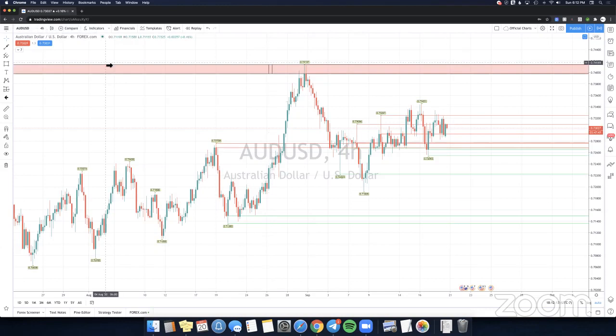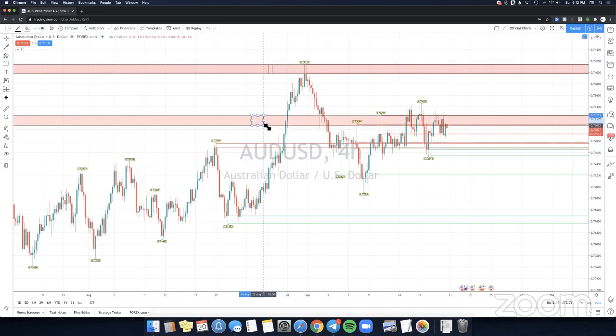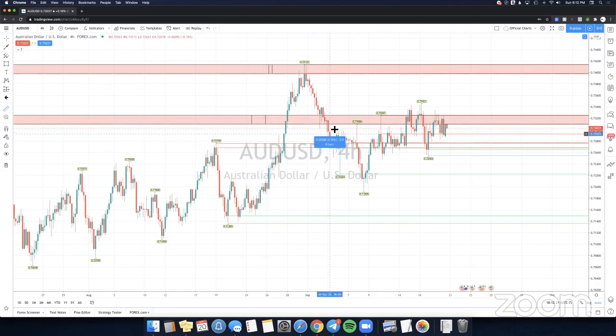And then we will draw our zones right here. Let me see how far this is. We can probably connect these two right here. It's about 20 pips. Brian's asking, do you set alarms on the high and low of the zones?